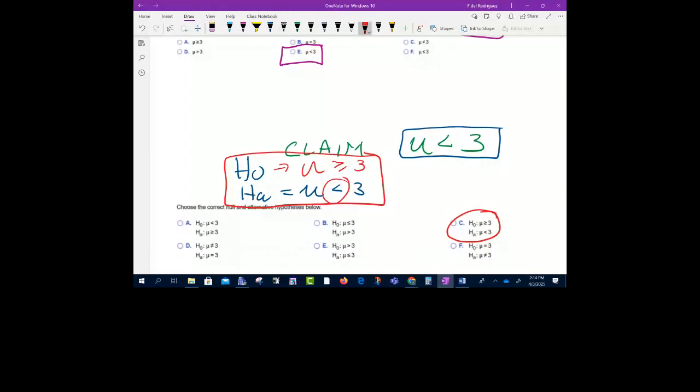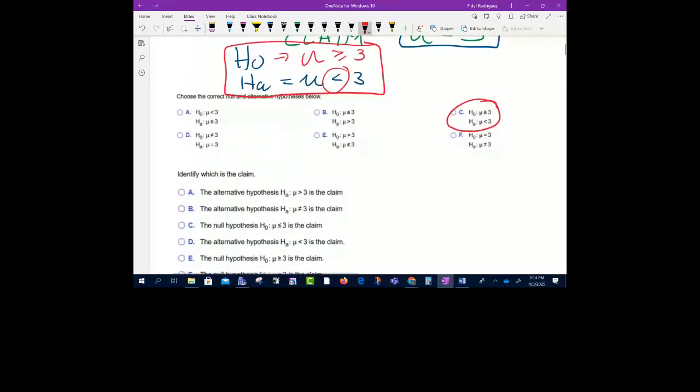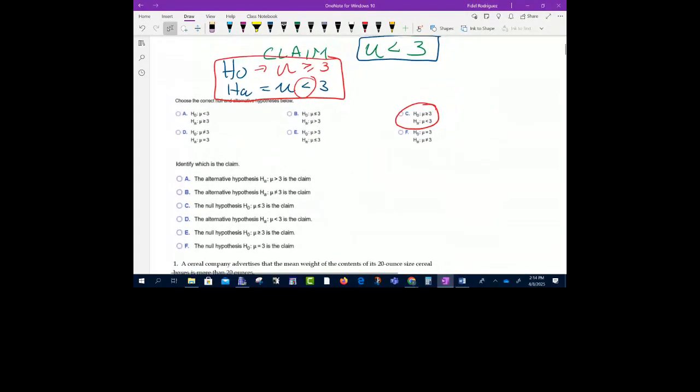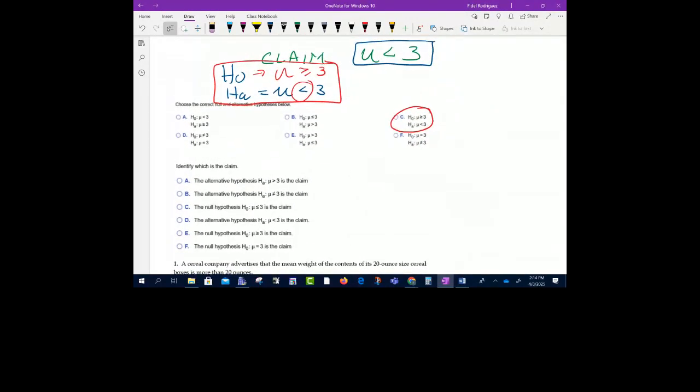All right, let's keep scrolling down the list. Which one is the claim? I'm going to come back up here. We wrote it out: the claim was mu less than 3. Was that my H0 or my Ha? That's my Ha, right? So do y'all agree, D? Boom, and we got it. Does that make sense how we're figuring this out?